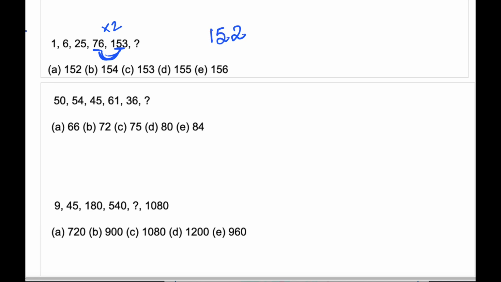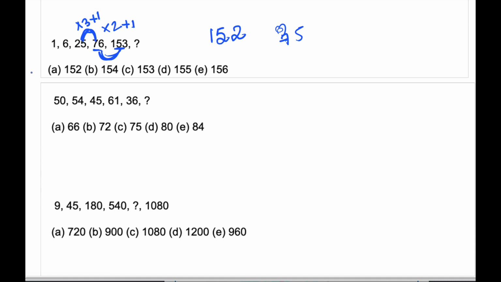Yes. So this is almost 2 times, so into 2 plus 1. Now this part, 25 and 76. 25 into 3 is 75. So here also into 3 plus 1.